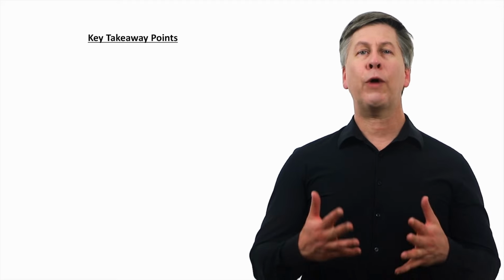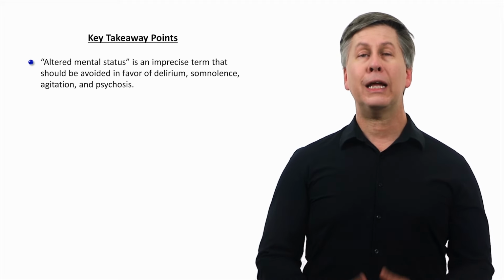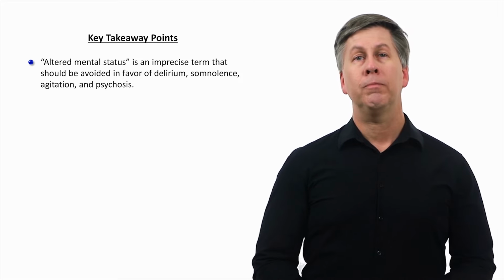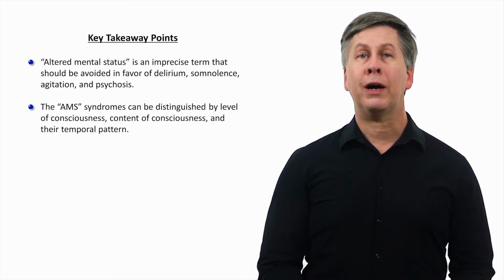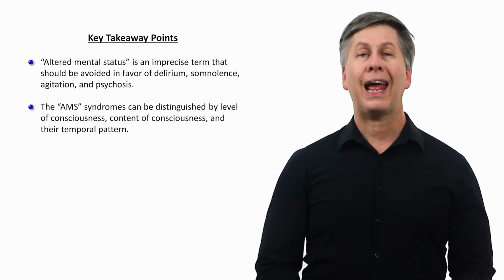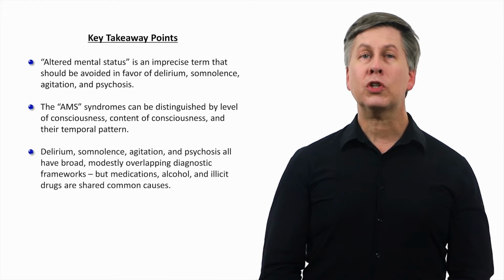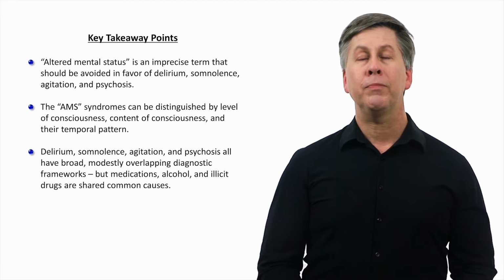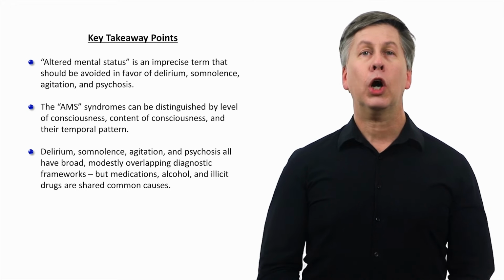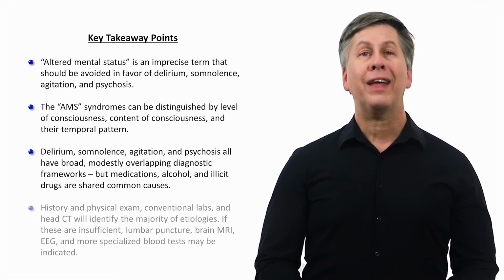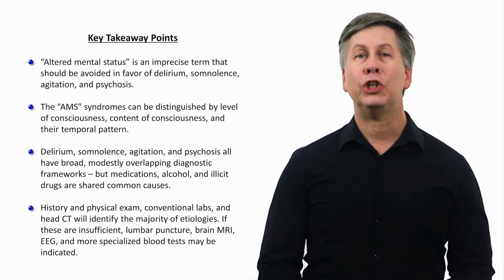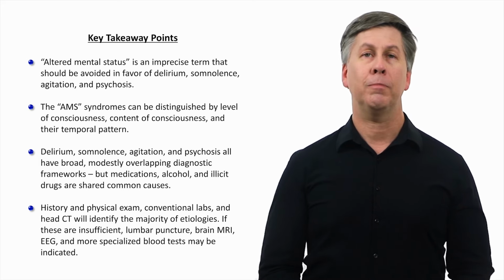The key takeaway points for this video: altered mental status is an imprecise term that should be avoided in favor of delirium, somnolence, agitation, or psychosis. The altered mental status syndromes can be distinguished by level of consciousness, content of consciousness, and their temporal pattern. Delirium, somnolence, agitation, and psychosis all have broad, modestly overlapping diagnostic frameworks, but medications, alcohol, and illicit drugs are shared common causes. And last, the history and physical exam, conventional labs, and head CT will identify the majority of etiologies. If these are insufficient, lumbar puncture, brain MRI, EEG, and more specialized blood tests may be indicated.